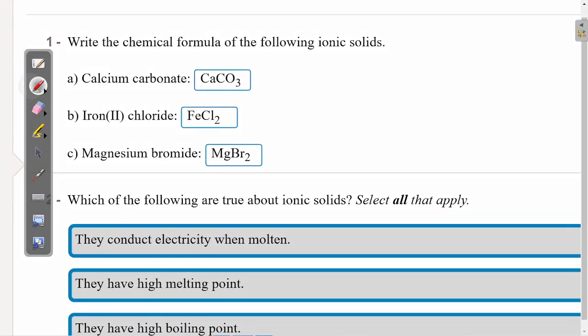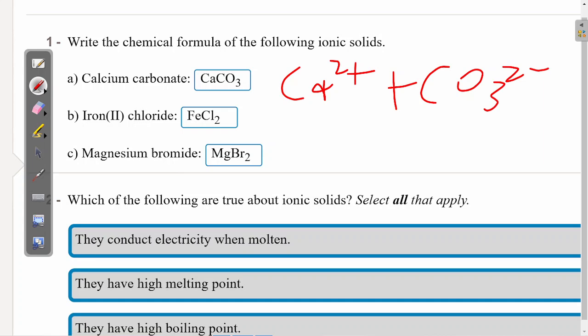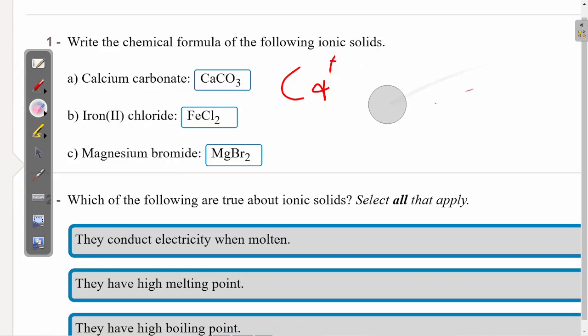Okay, calcium carbonate. Calcium is group 2, it's Ca2 plus, and carbonate, you memorize it, it's CO3 2 minus. So once you have two with the same charge balance, you don't need to do crisscross. Just put them next to each other. Just CaCO3.